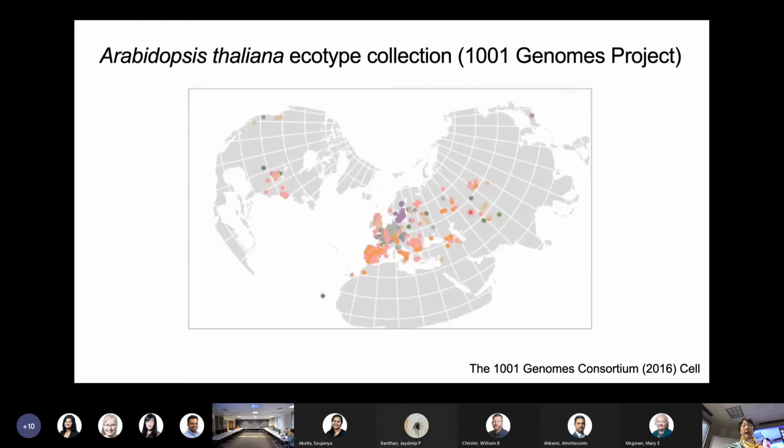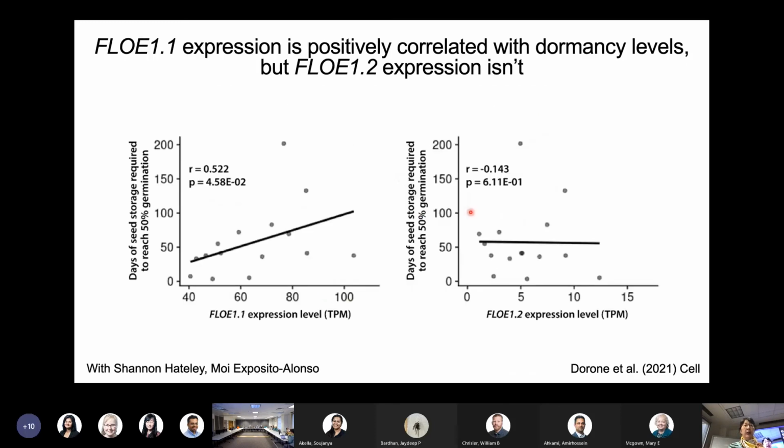And so then we took the transcriptome data of the 1001 Arabidopsis ecotypes, and we looked for traits that were related to seed germination and asked whether flow1's expression is correlated with some of those traits. This is a trait that's called days of seed storage that's required to reach 50% germination.